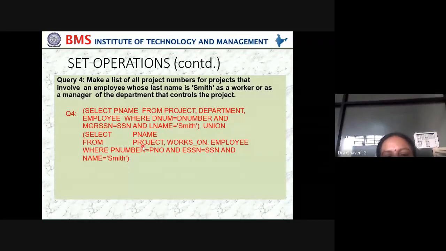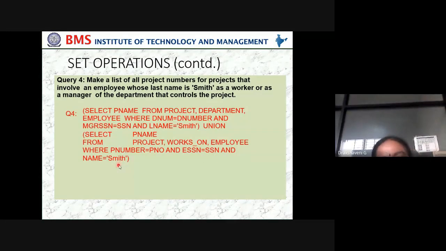So what we are checking is how many hours the employee is working. So in that case, union: select P name from project, works on, employee, where P number equals P number and ESSN equals SSN and name equals Smith.